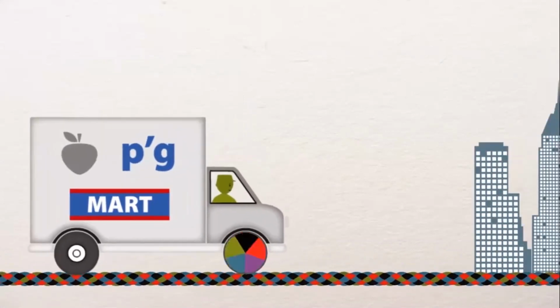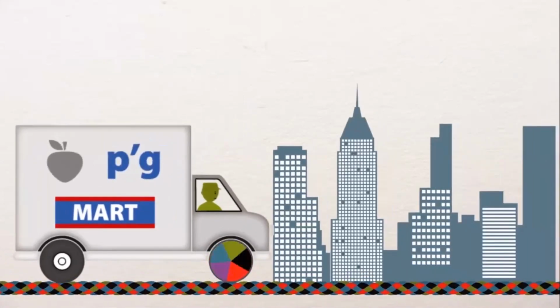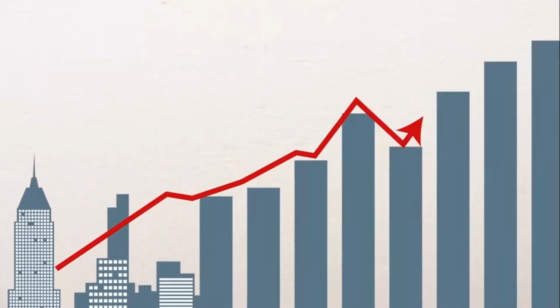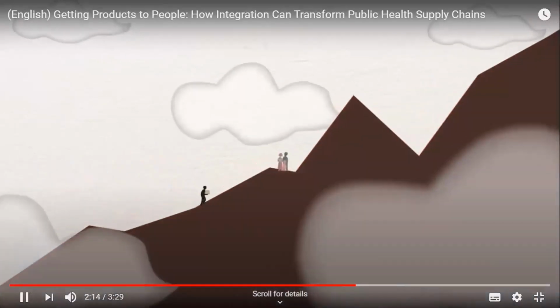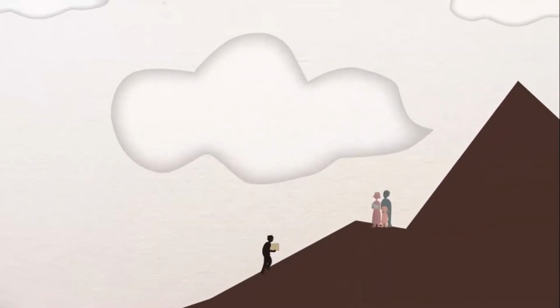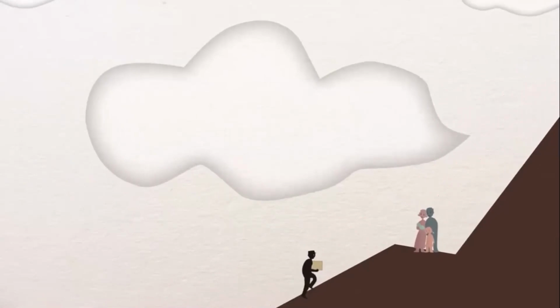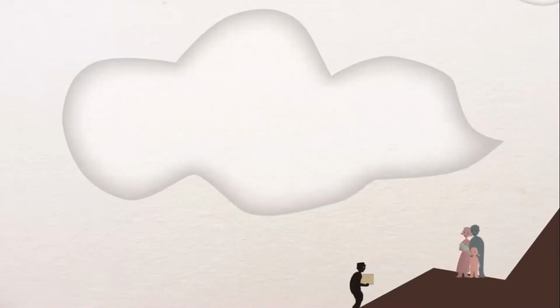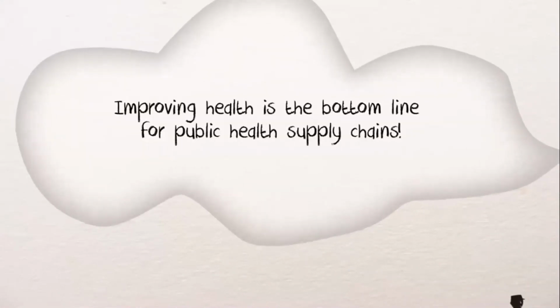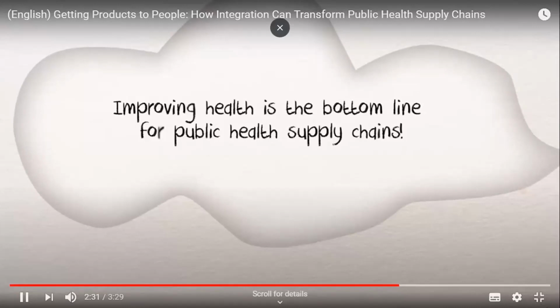helping them to deliver quality products on time and securely to customers, and greatly enhancing those companies' market share and bottom line. Integrated supply chains can be as transformative in public health as they have been in the commercial sector, delivering health products to people when and where they need them, and greatly improving customer service and health outcomes. Improving health is the bottom line for public health supply chains.